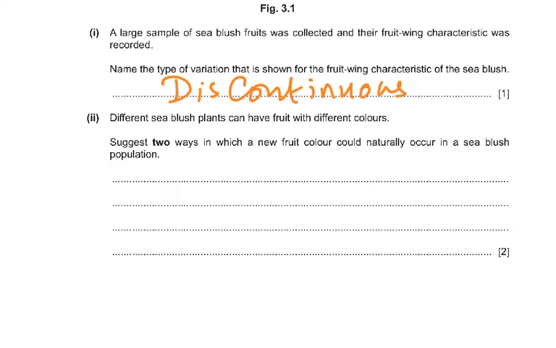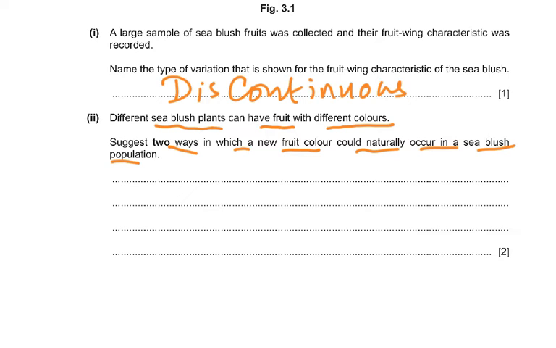Then it says different sea blush plants can have fruit with different colors. Suggest 2 ways in which a new fruit color could naturally occur in a sea blush population. Well, it could be a mutation, which will result in the formation of a new allele. And this would, of course, change the selection pressure. And maybe cross-pollination will start to take place. And this will result in new allele combinations. Because you see, a new fruit color, maybe it's a codominant phenomenon. A codominant allele has suddenly occurred.